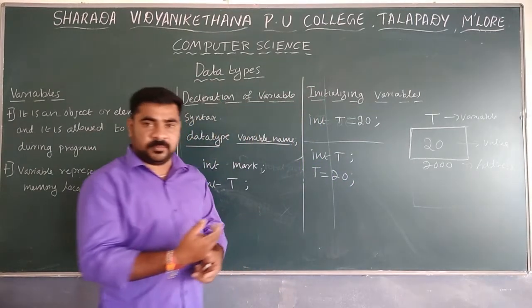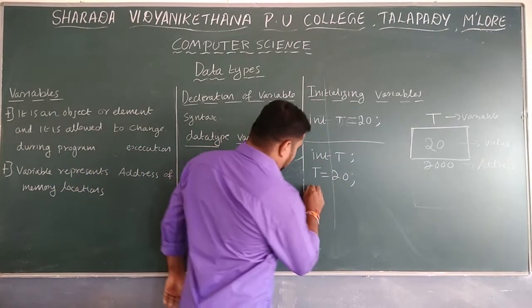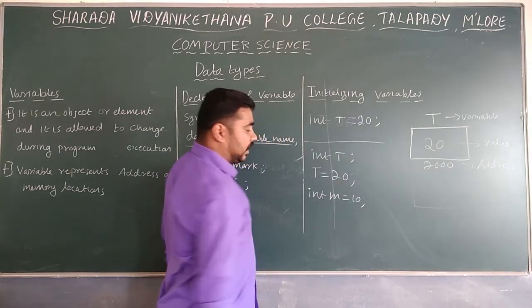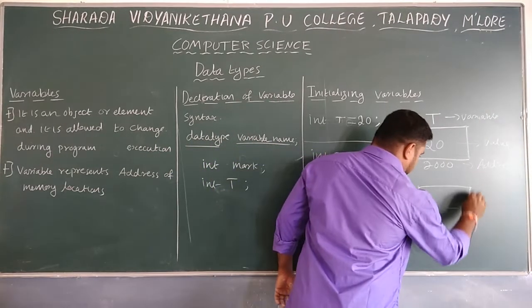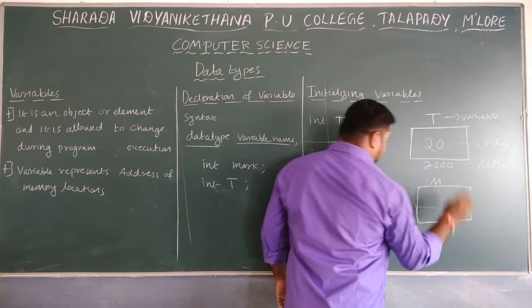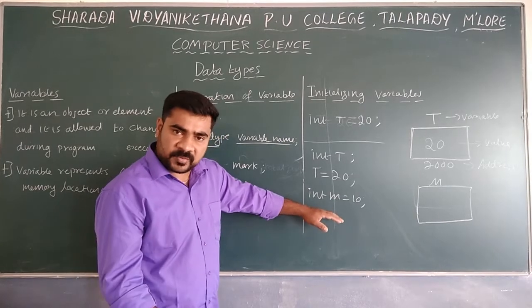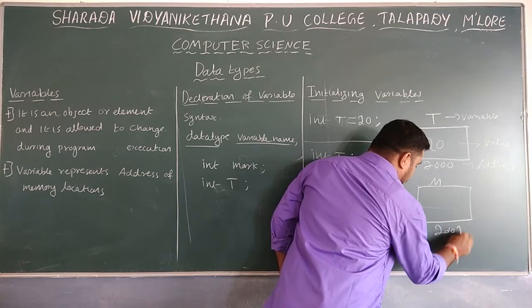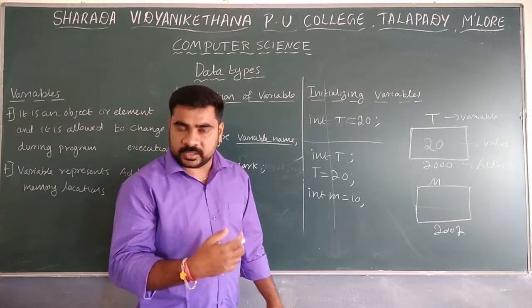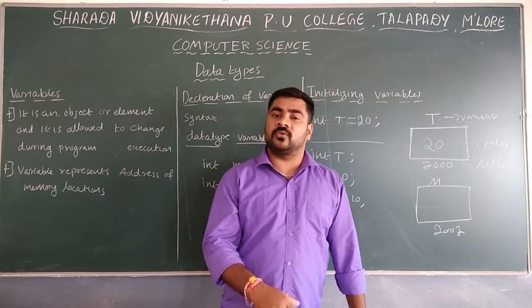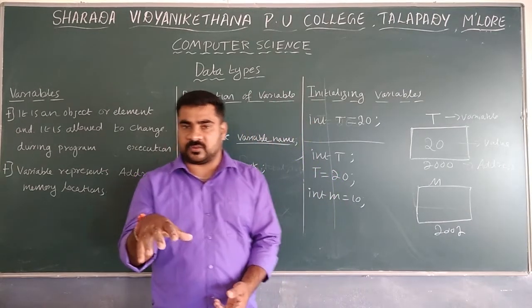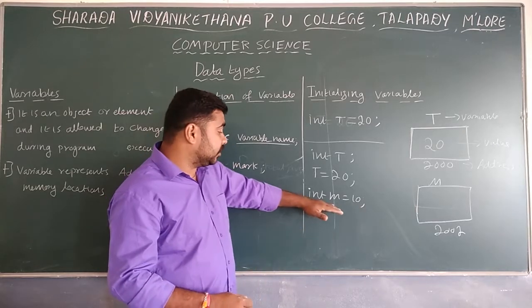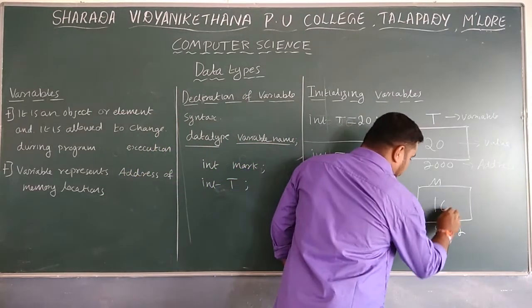If you declare one more variable, for example int m is equal to 10, once again it will create one more memory space with the variable name m. Then it will store somewhere, for example, 2002 I use. That address we don't know, the system assigns it. Whenever free space is there, that free space will be assigned directly. So that is the example I use, 2002 here. Then 10 is the value stored in this.